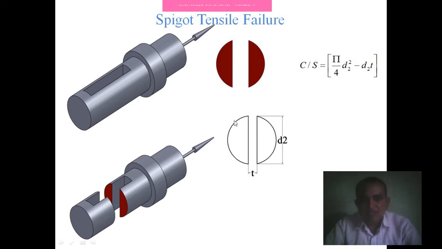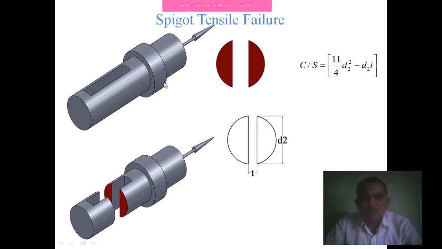D2 is the diameter of the spigot and T is the thickness of the Cotter. The red color indicates the cross-sectional area where the tensile failure occurs. So our aim is to find the cross-section area using this equation: pi by 4 D2 square, which is the area from the diameter of the spigot, minus the area of the Cotter we are going to insert, D2 into T. This is the cross-sectional area of the spigot.